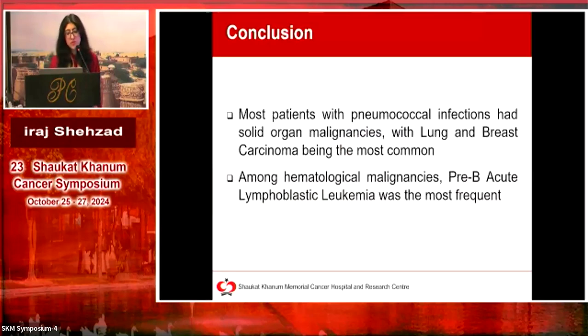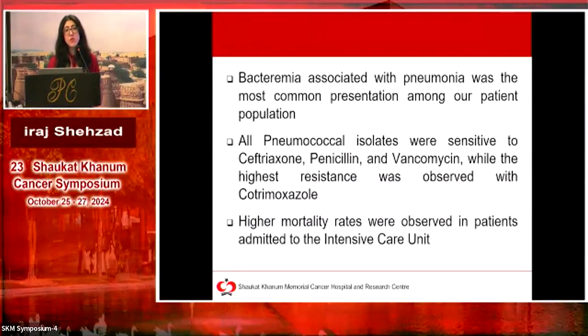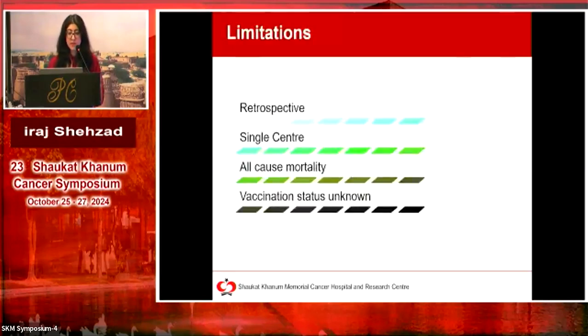So to conclude our study, most of the patients with pneumococcal infections had solid organ malignancies, with GI, lung, and breast carcinoma being most common. Among hematological malignancy, pre-B ALL was the most common presentation. Bacteremia associated with pneumonia was the most common presentation among our cancer patient population. And all our pneumococcal isolates were sensitive to ceftriaxone, penicillin, and vancomycin, while the highest resistance was shown with cotrimoxazole. And we saw higher mortality rates observed in patients admitted to the intensive care unit.